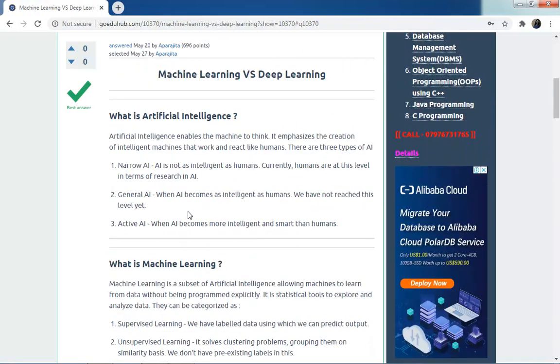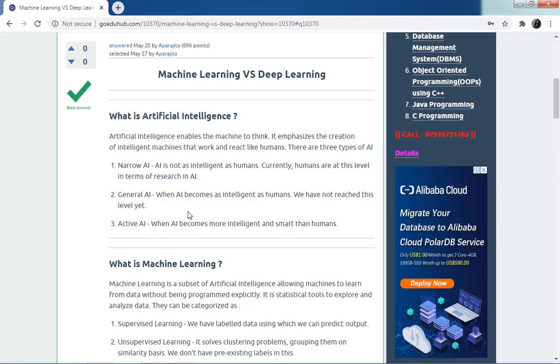Now come to artificial intelligence. What are we doing in this? Basically, we are making a machine intelligent. A human being is the best creature on earth. We can think, we can respond, we can react. But the machine is dumb, a machine cannot think. So in artificial intelligence, the term itself says artificially intelligent. We are enabling a machine to think. It emphasizes the creation of intelligent machines that work and react like a human being.